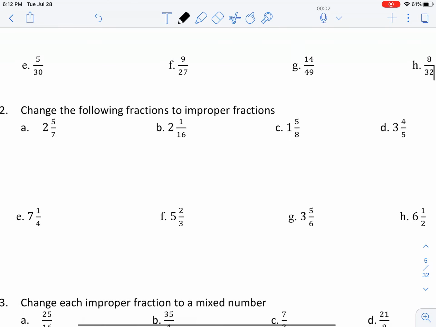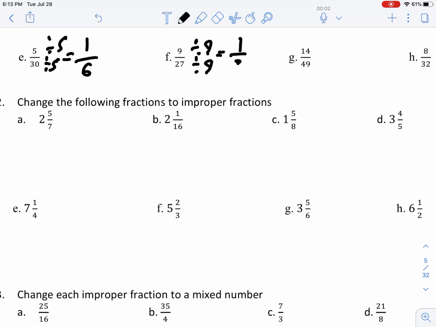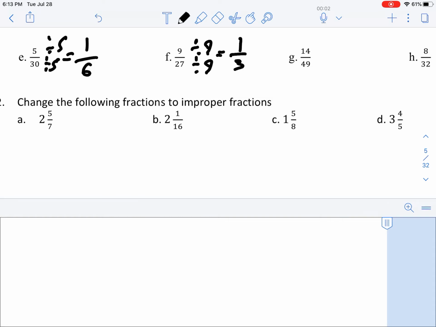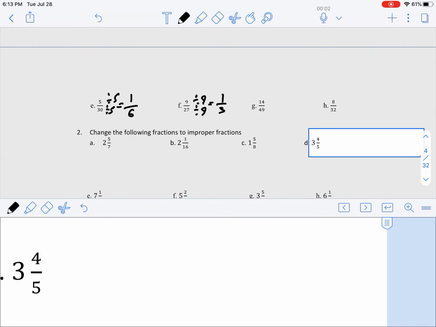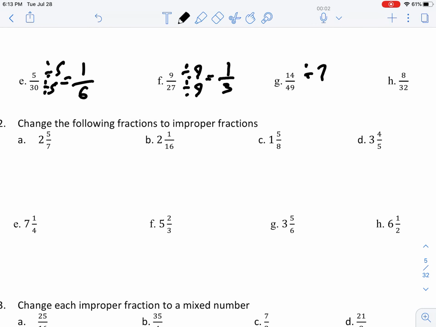Okay, let's keep going. In these ones, I'm going to divide by 5, and I get 1 over 6. Divide by 9, and I get 1 over 3. In this one, I'm going to divide by 7, and I'm going to get 2 out of 7. Divide by 8, and I'm going to get 1 out of 4.